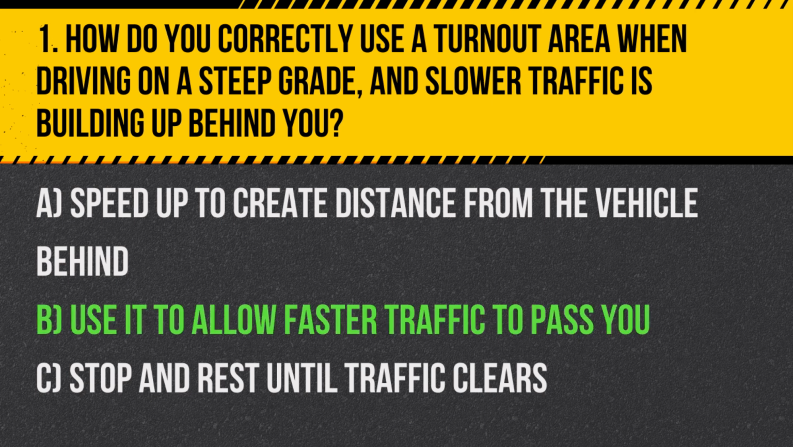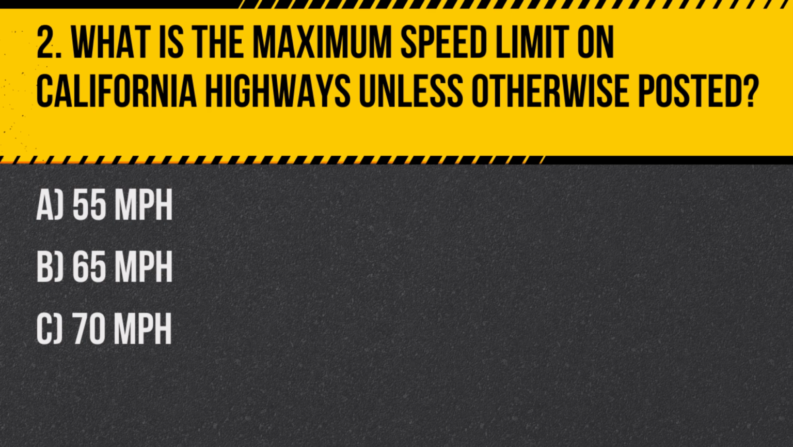Answer. B. Use it to allow faster traffic to pass you. Turnout areas on steep grades are designed for slower moving vehicles to move aside temporarily, allowing faster traffic to pass safely. Question 2. What is the maximum speed limit on California highways unless otherwise posted?